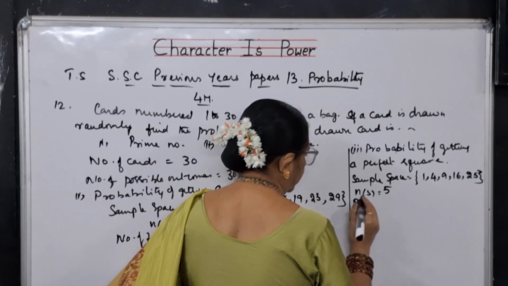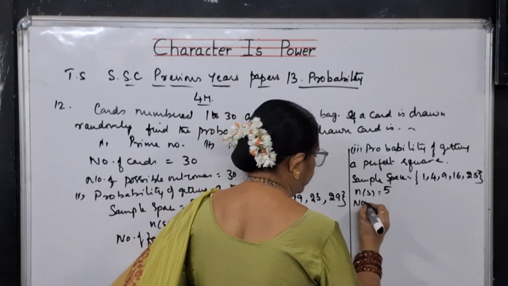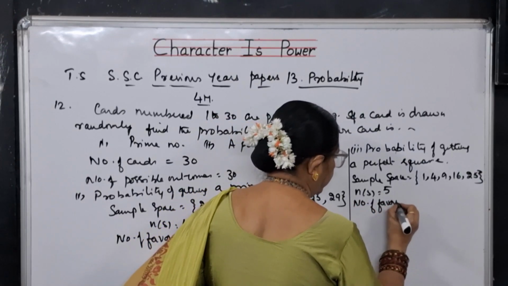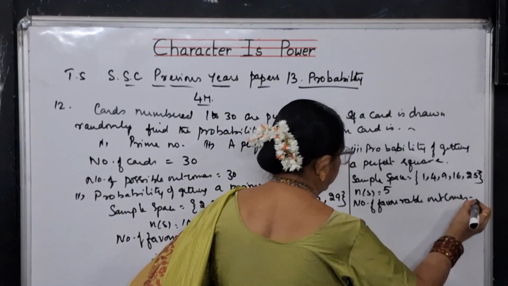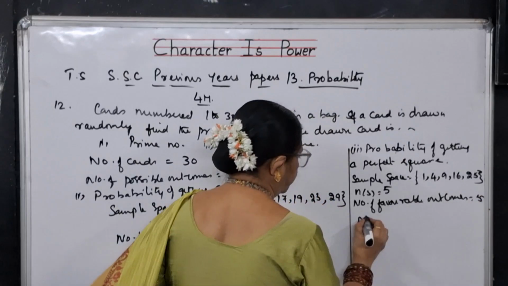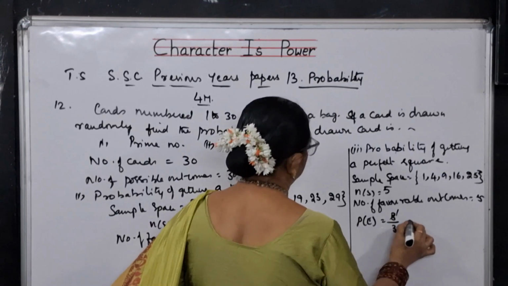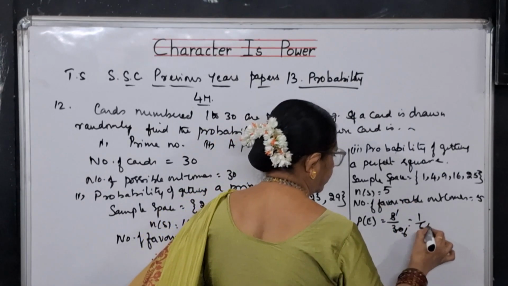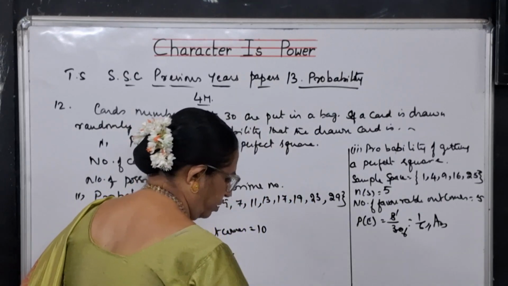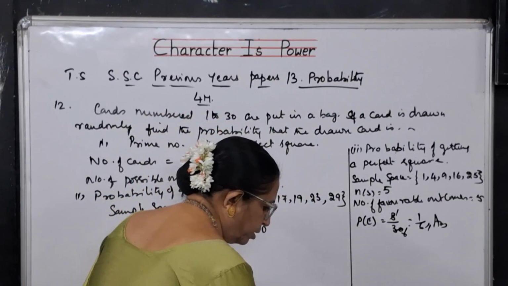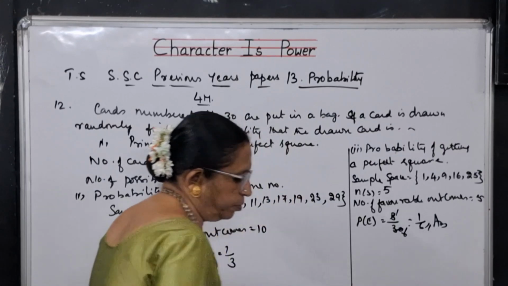So number of favorable outcomes. How many are there? 5. So what is P of E? 5 by 30. So you have got 1 by 6. This is another answer for this, children. So please copy it. We'll go to the next problem. Please copy.